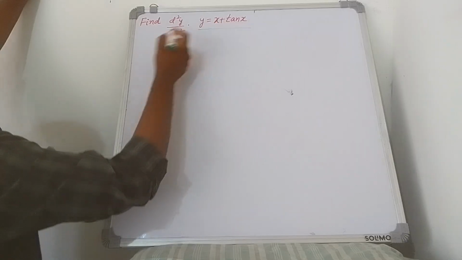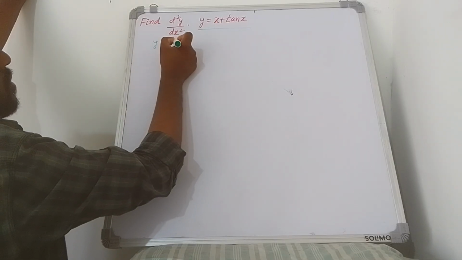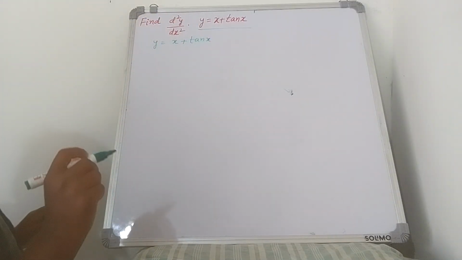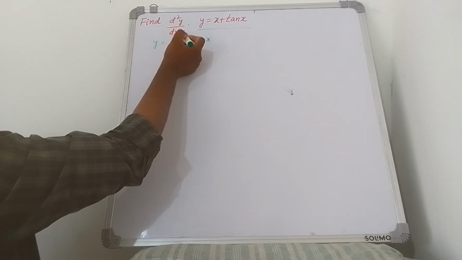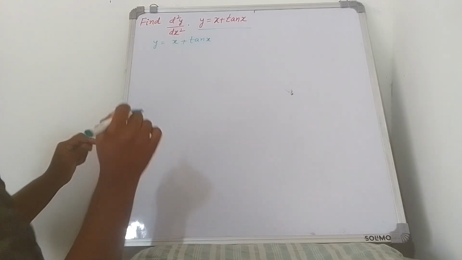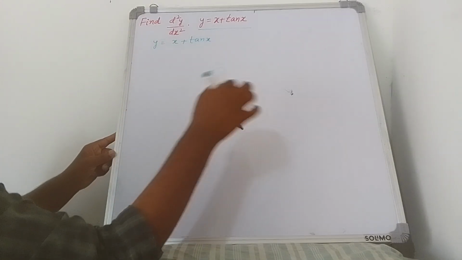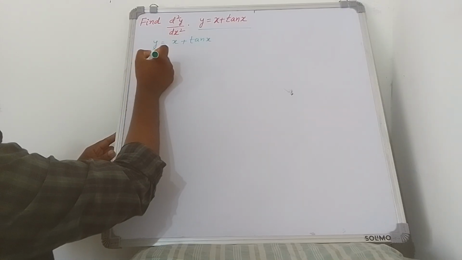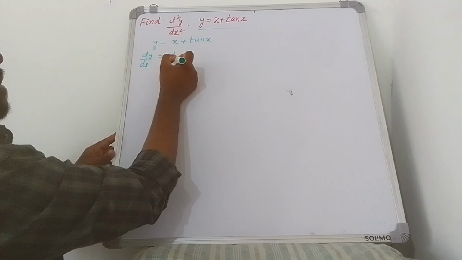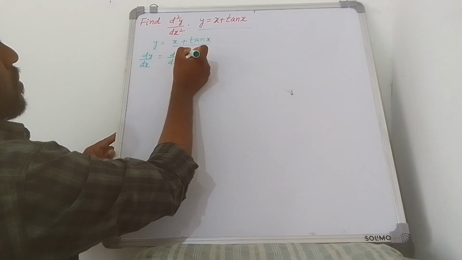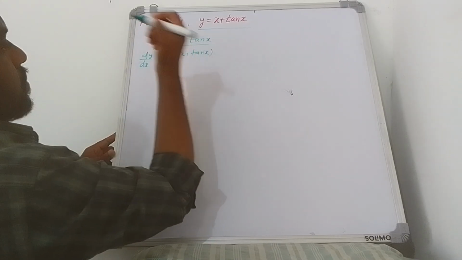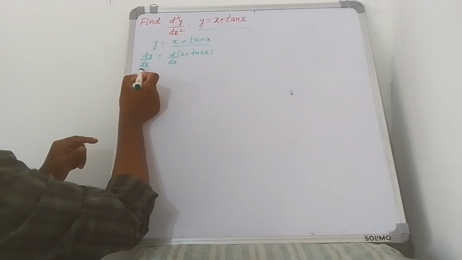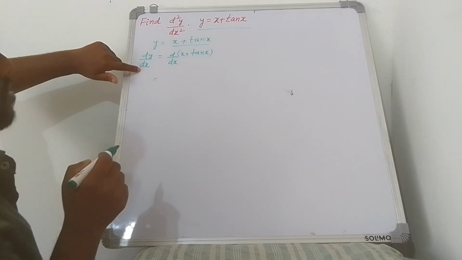Y is given. So take this first: y equals x plus tan x. Before finding d square y by dx square, we have to find dy by dx. Take d by dx on both sides. d by dx of this y is equal to d by dx of this whole thing, x plus tan x. Next, we want dy by dx first. So don't touch this. Keep this as it is here only.